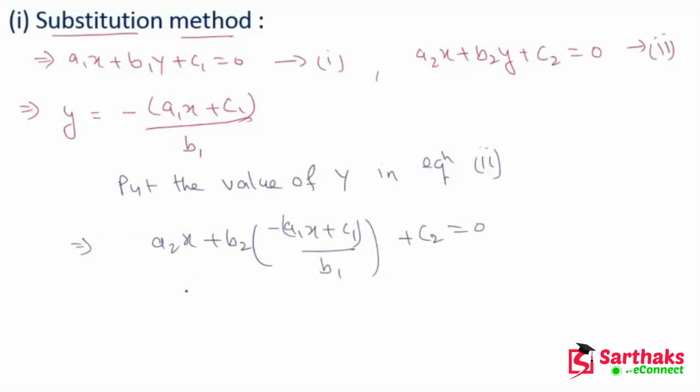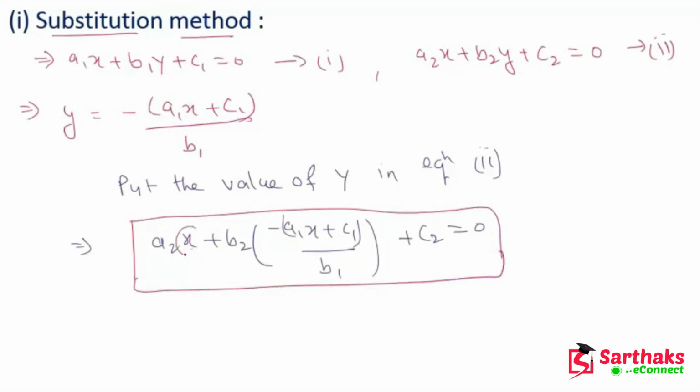Now what is this equation? This equation is a linear equation in one variable, which is x. So by solving this equation we can easily find the value of x. After finding the value of x, we have to put the value of x into the expression for y. I hope you get this point. With the help of the value of x, we can easily find the value of y. So this is the substitution method.